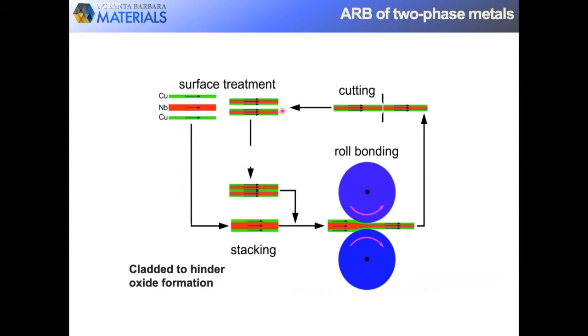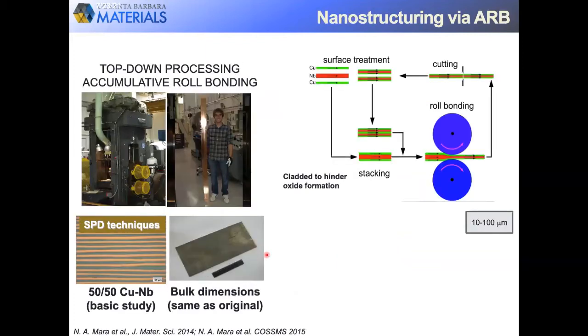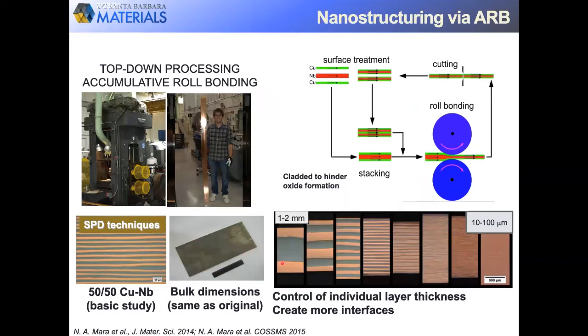Also, as we create interfaces, as you will see in the next slide, by this roll bonding process, none of these interfaces are created by the restacking. You only restack copper to copper. You don't restack copper to niobium. So all the interfaces, once they are cladded inside, are formed and none of them are exposed to air.